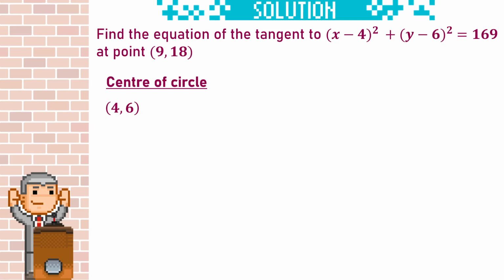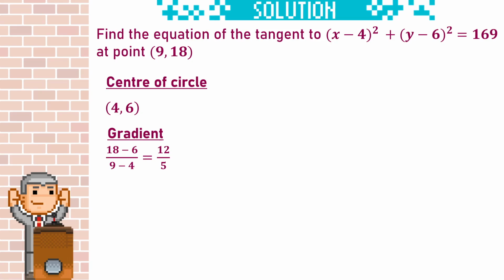Now we're going to focus on the radius between the centre of the circle and the point, and we're going to find the gradient of that radius. So we're going to do the change in y, which will be 18 take away 6, over the change in x, which will be 9 take away 4. So it's going to be 12 over 5.